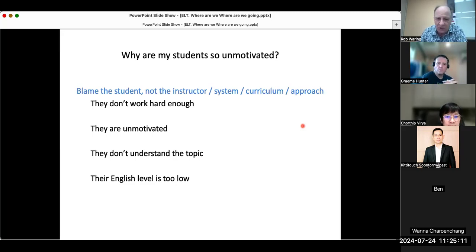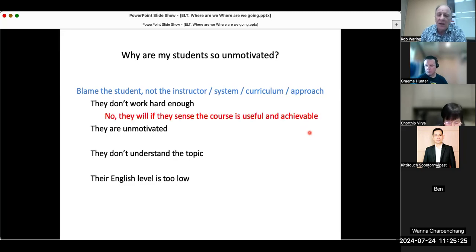We're not blaming the instructor, we're not blaming the system, we're not blaming the curriculum or the approach, because actually the instructor, the system, the curriculum, the approach are probably the problem. It's probably not the student. Because we say that students don't work hard enough. Well, actually, students will work hard if they sense the course is useful and achievable.